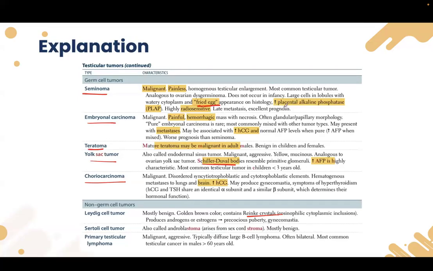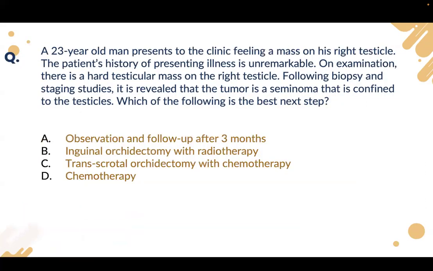And one more thing I want you to pay attention to is which hormones or enzymes might be elevated. In seminoma, PLAP is elevated. In embryonal, you can see HCG; in teratomas and yolk sac, you can see AFP. So just pay attention to these minor details. Okay? Now let's move on to this question.